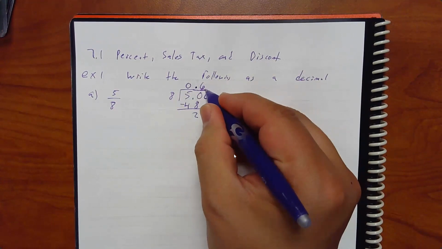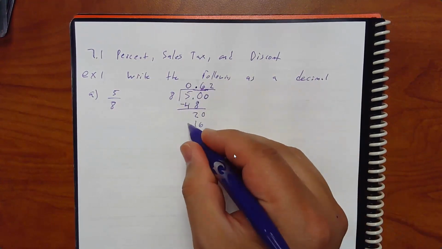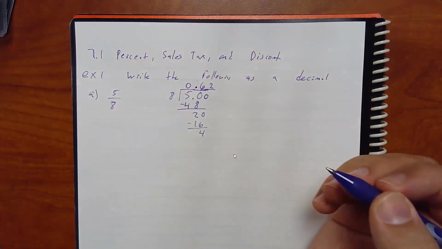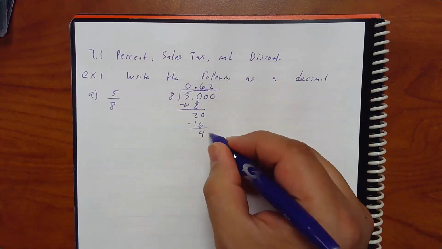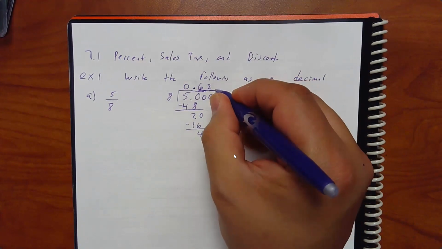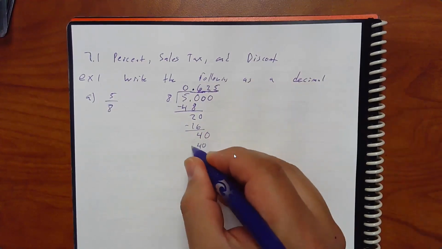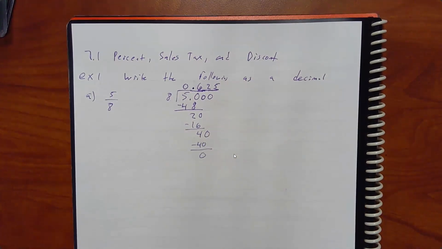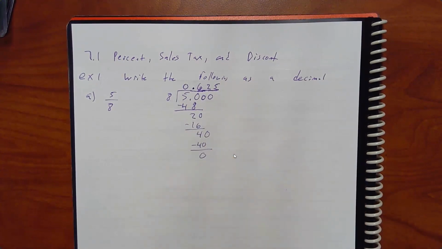8 goes into 20 2 times. 2 times 8 is 16. Bring down the 4. Put another 0. Bring down the 0. 8 goes into 40, 5 times, right? But you keep going until you either hit 0 or you decide to round, because some of them will just go forever. You can always check yourself with the calculator.